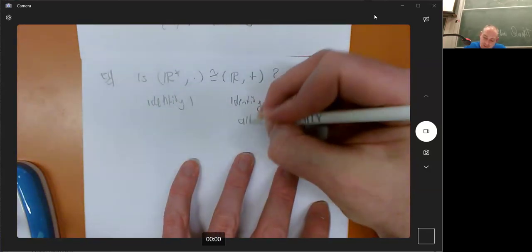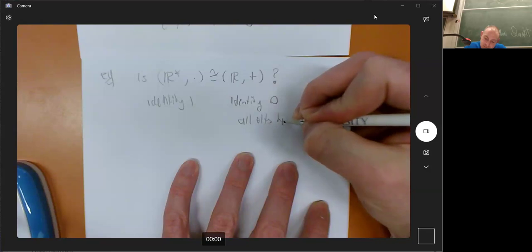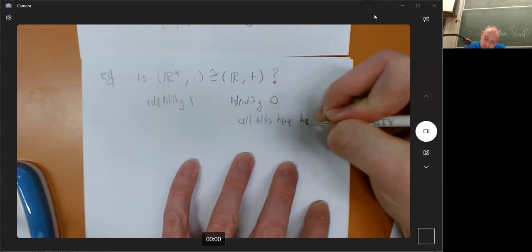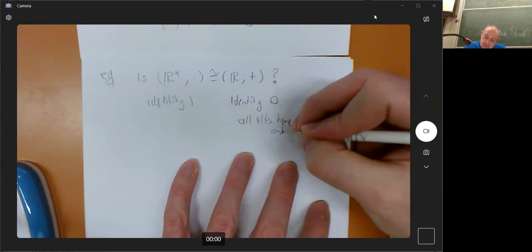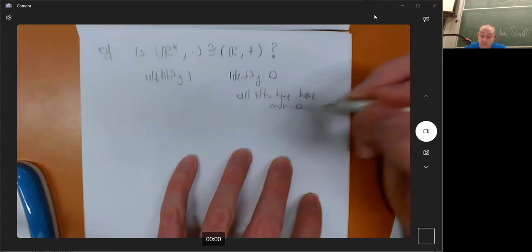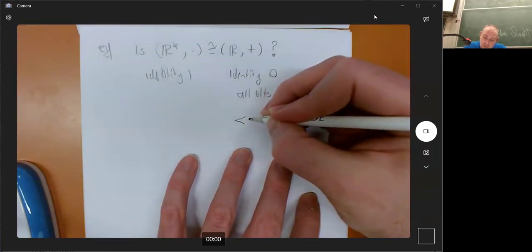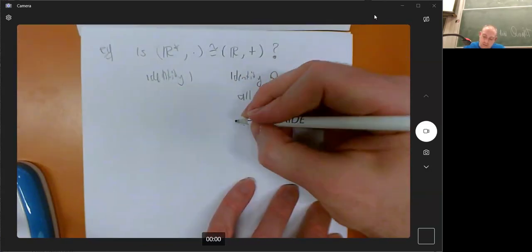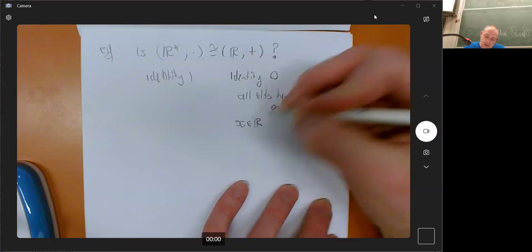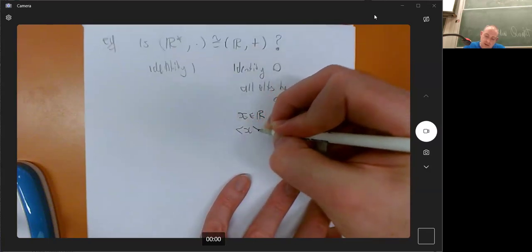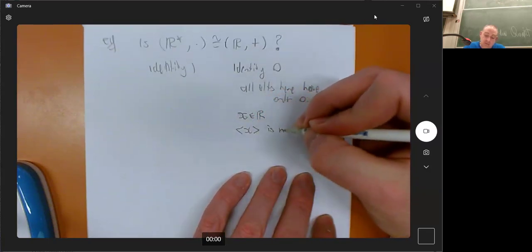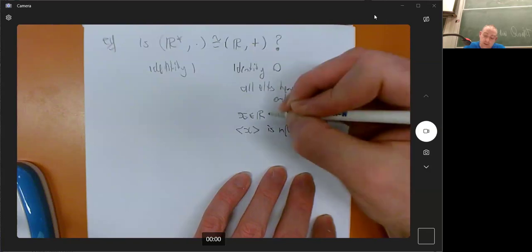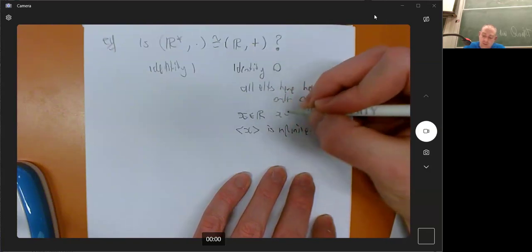So all elements here have order 0. Also, given any x in R, the subgroup generated by x is infinite, except 0.